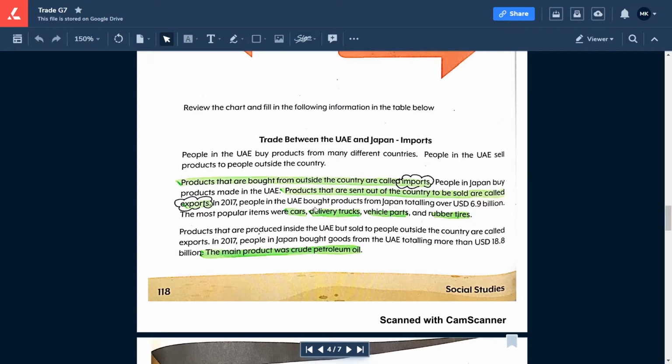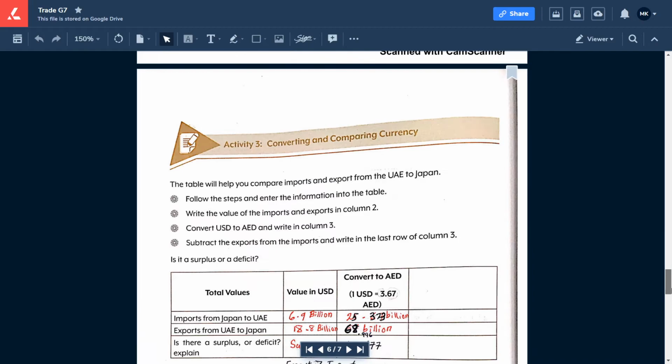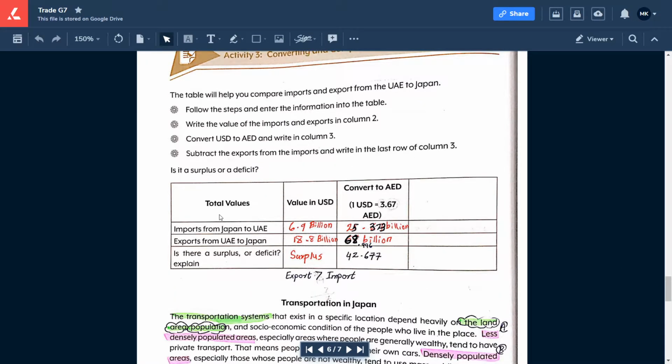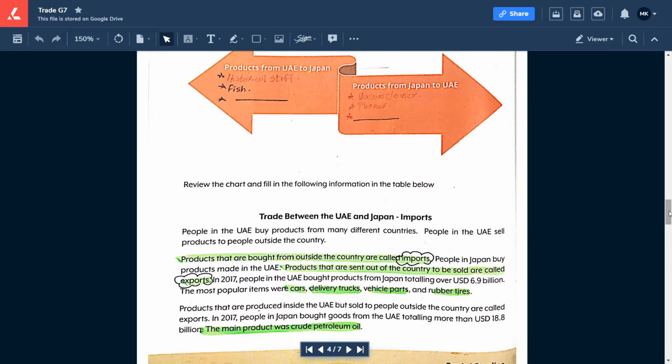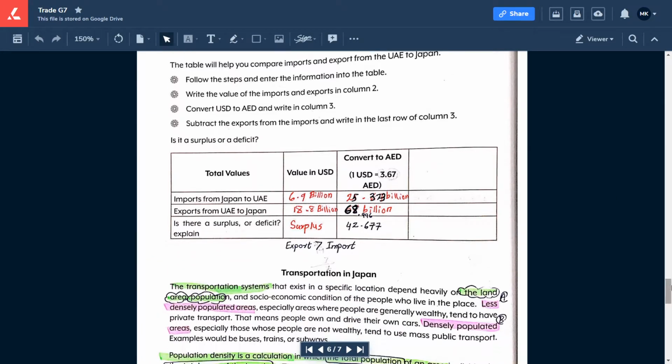We said here UAE bought products from Japan totaling over 6.9 billion. UAE bought from Japan, so these are imports. So it's 6.9 billion. Let's see the other one. People in Japan bought goods from the UAE totaling more than 18.8 billion. People from Japan bought from UAE, so these are exports. Okay, we wrote them.